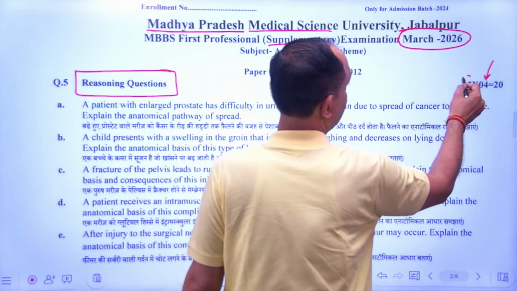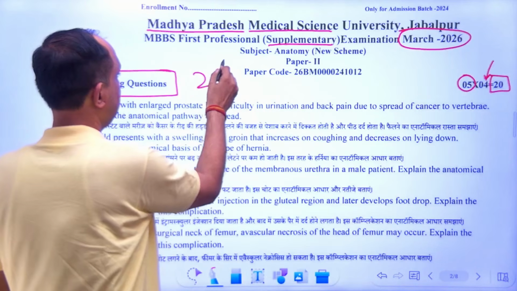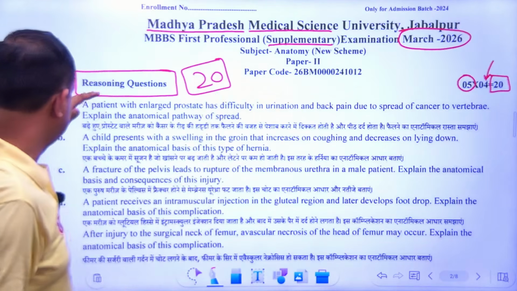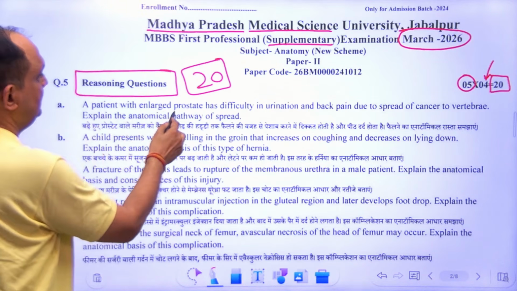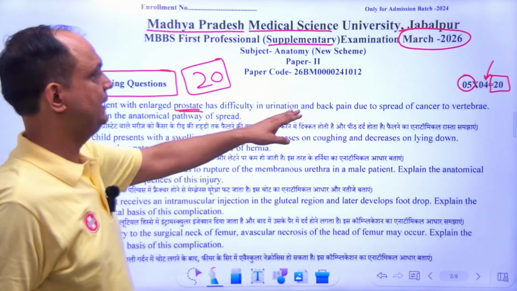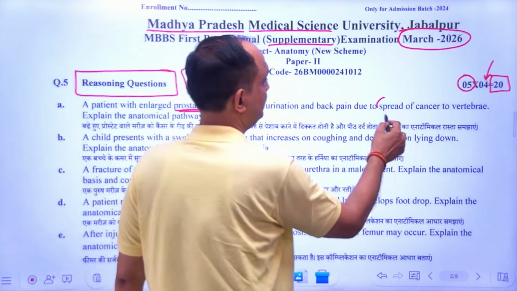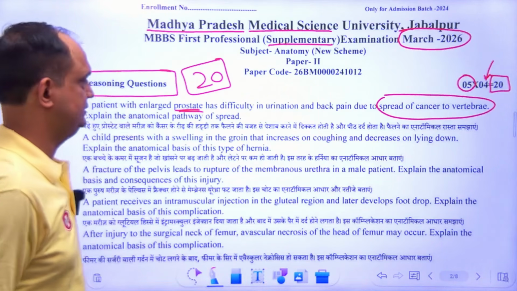There are a total of 5 questions, so it is a 20 mark section. Now in this 20 mark section you can see these are the 5 questions. Now what are these questions? A patient with enlarged prostate has difficulty in urination and back pain due to the spread of cancer to the vertebrae. Explain the anatomical pathway of the spread.